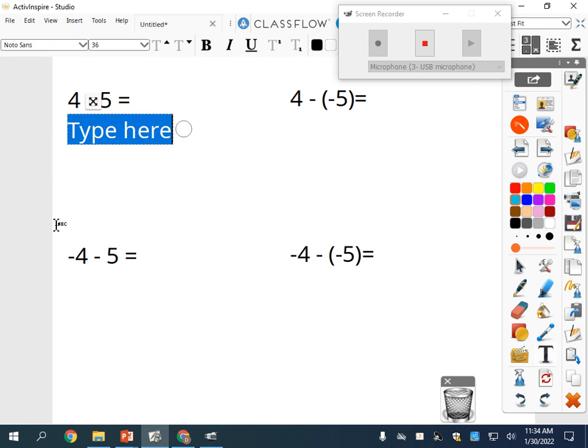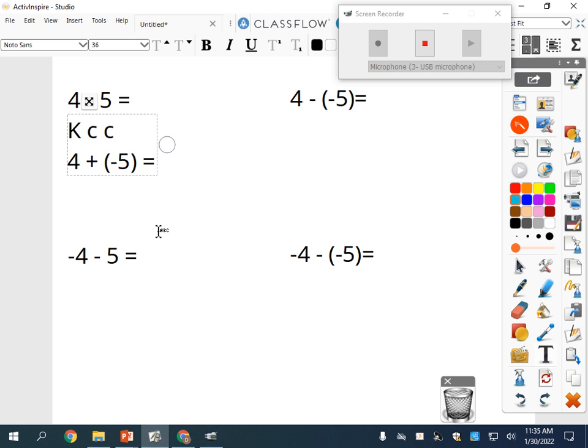So we're going to KCC this. We're going to keep the first number as a 4. We're going to change the subtraction to addition. And now 5 is positive, so we're going to make it a negative. Now you go back to the rules that you just learned about adding integers. Oh wow, I have two different signs. So I'm going to subtract the two numbers from each other, and give it the sign of the larger number. 5 is bigger than 4, and 5 is negative, so my answer is a -1.